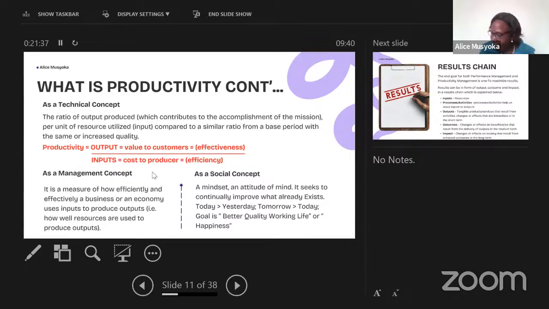And that's why, like when SRC talks about issues of productivity and wage bill, they are looking at inputs in terms of salaries. When you pay people so much money in the public sector, you ask yourself, what is the output? So what are some of the outputs in our organizations? What do you regard as an output? Somebody unmute yourself and tell us some of the outputs in your organization.